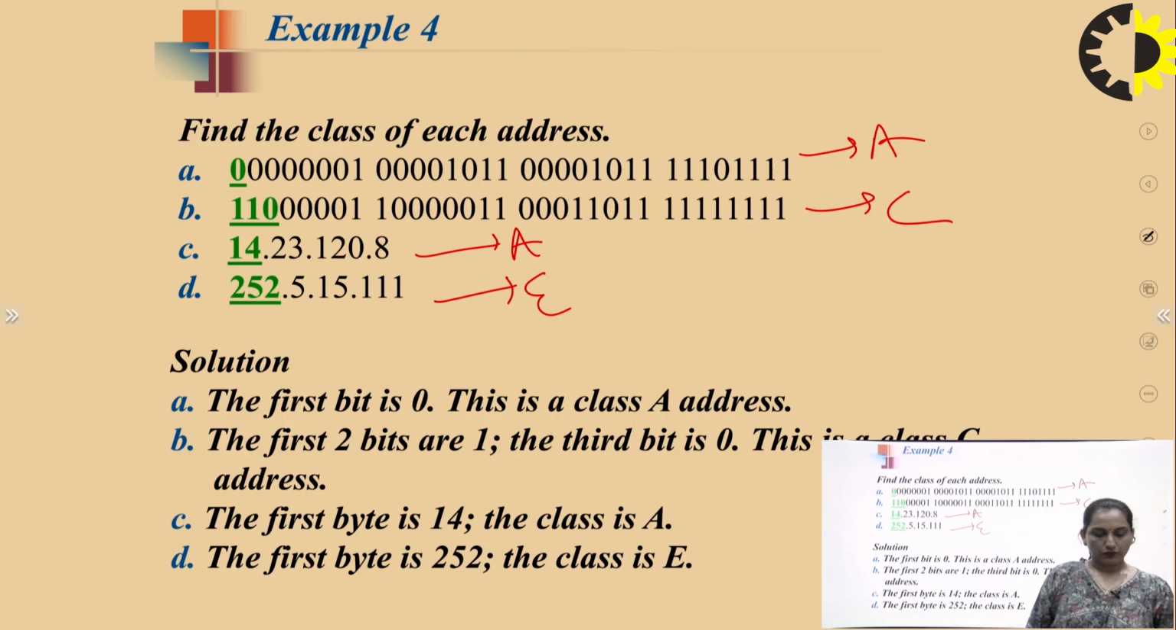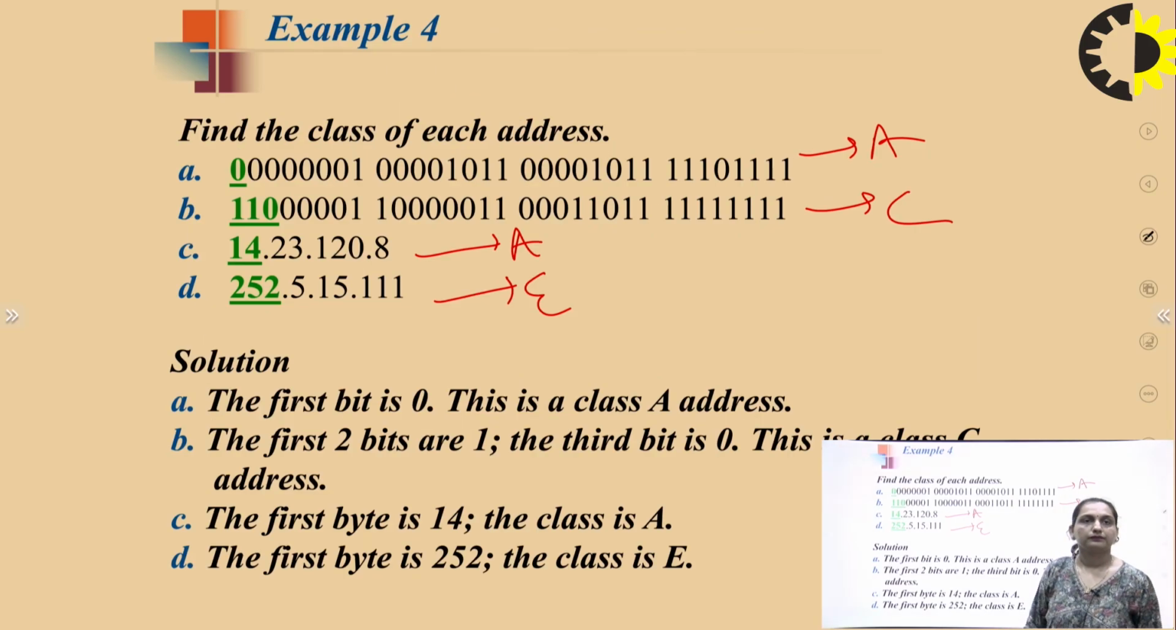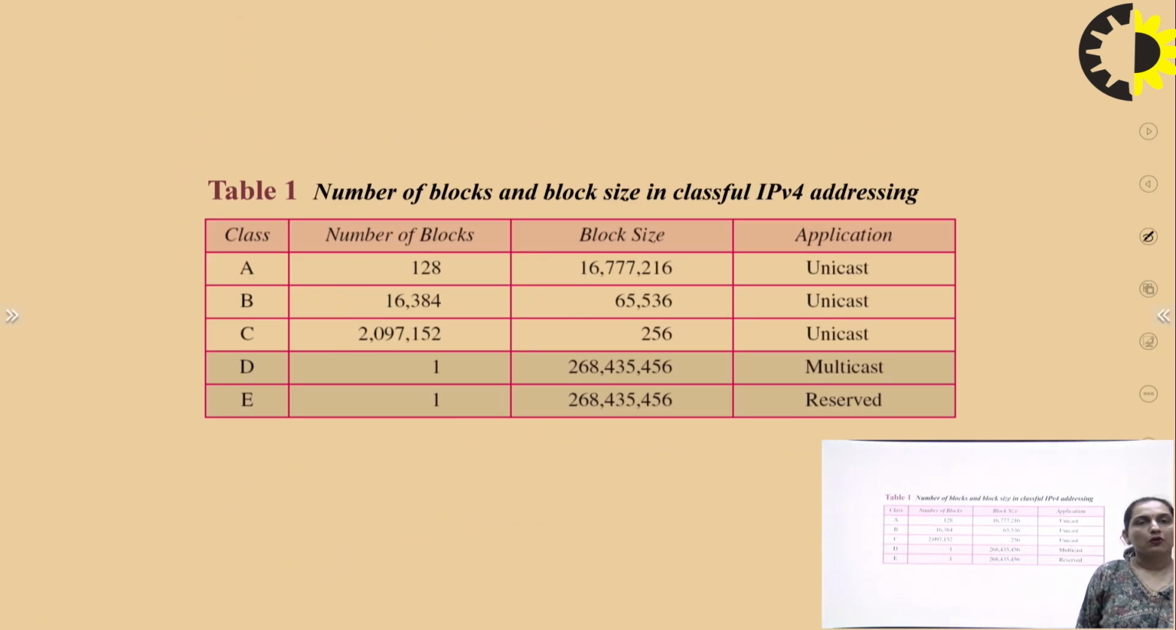Okay, that is used for the binary representation, and we are having this as a decimal representation of it. Then we are having the blocks: A, B, C, D are the unicast applications. This is multicast, and this is reserved for defense purposes.